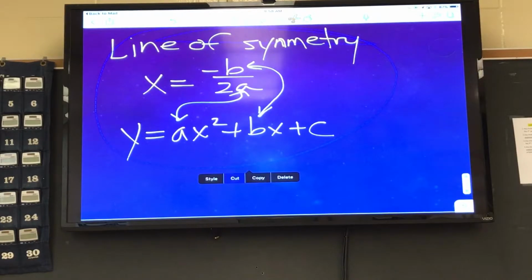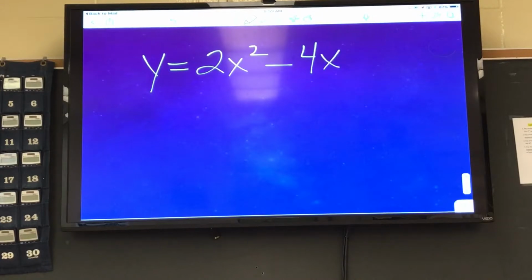So let me give you an example of an equation. We'll find the line of symmetry. I'm going to do y equals 2x squared minus 4x plus 9. And again, that plus 9 is not going to change anything.